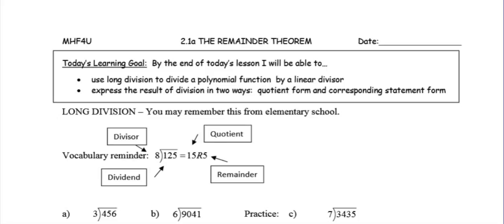Okay, today's lesson is 2.1 in your textbook. It's called the Remainder Theorem, although we're not learning the Remainder Theorem today. Really what you're going to learn today is how to do long division with a polynomial function and a linear divisor. Okay, so let's get started.